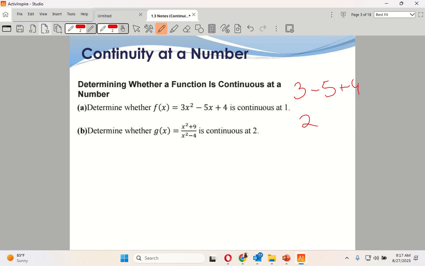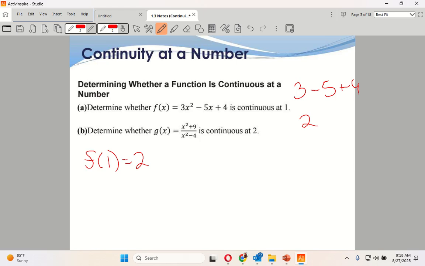So f of 1, sorry, wrong number. f of 1 equals 2. I don't have any place in which there's going to be undefined over that, so that must be fine. I don't have anything, so that one's going to be okay. Now, determine whether this one right here is going to be continuous at 2.